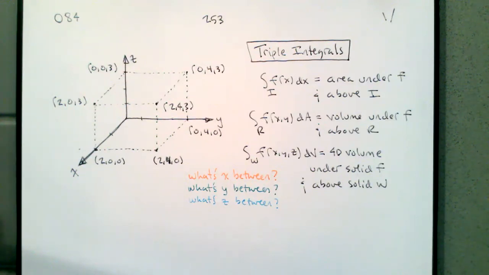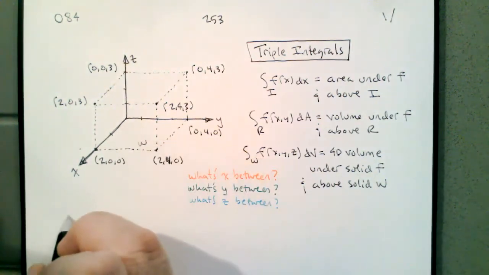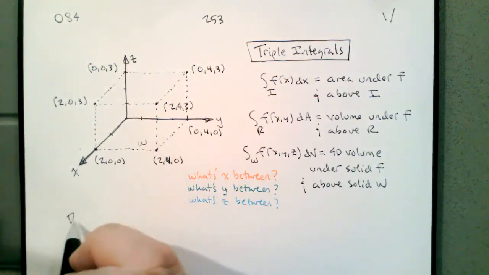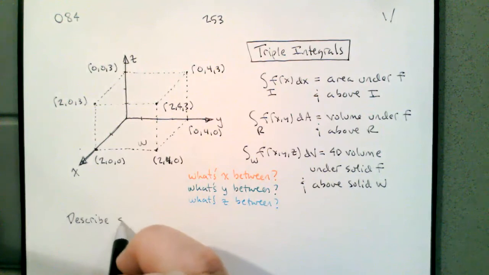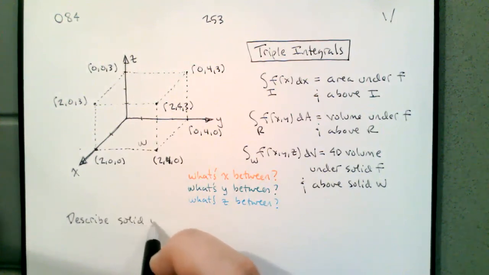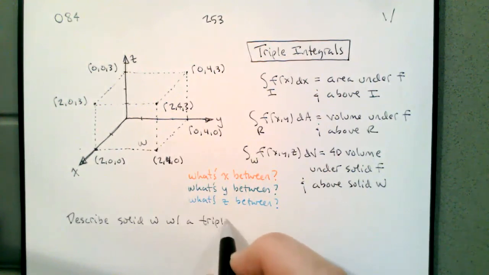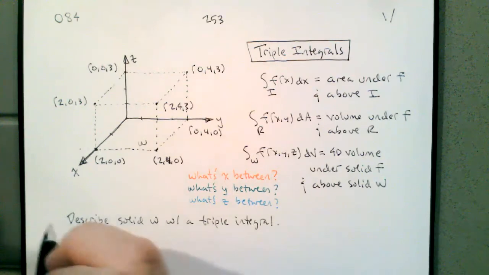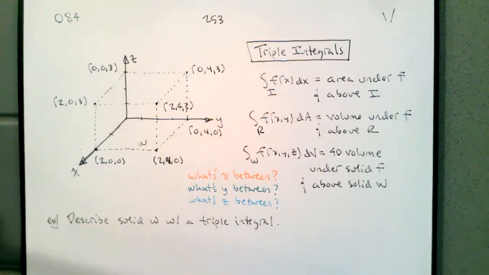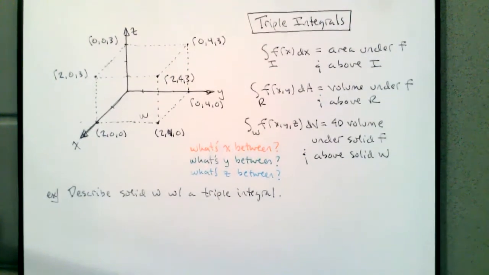Let's describe this cube. No, it's not a cube. Describe the rectangular solid. Let's describe the solid W with a triple integral.